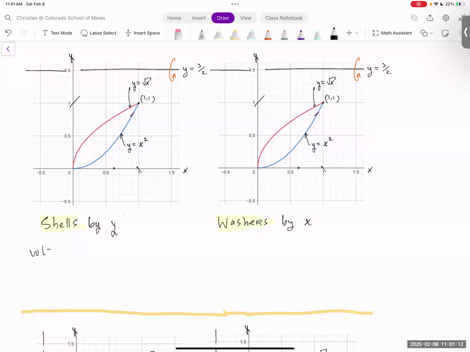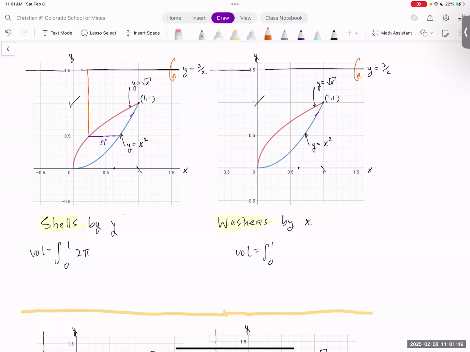So volume equals shells by y. The y bounds go from y equals 0 to y equals 1, 0 to 1. The washer bounds by x also go from 0 to 1, except these values are x values and these values are y values. So shells would be 2 pi. We need a radius and a height. Our height is the distance from left to right within the region. There's our height parallel to the axis of rotation, and our radius goes from the axis of rotation out to that height.